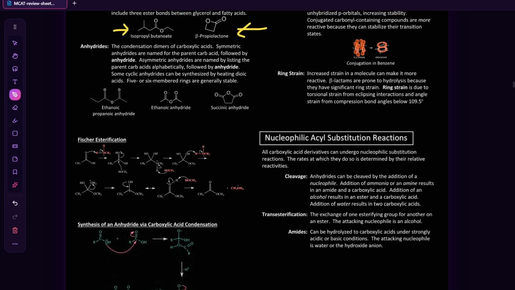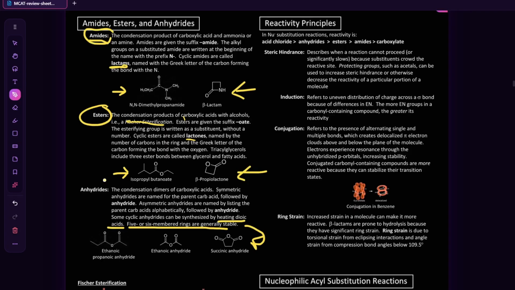An anhydride is a condensation dimer of two carboxylic acids. A symmetric anhydride built from two identical acids is named for the parent acid plus anhydride, and an asymmetric anhydride built from two different acids lists both parent acids alphabetically and then writes anhydride. So that's how you name them. Cyclic anhydrides are synthesized by heating dioic acids. When you heat dioic acids, you get cyclic anhydrides, and just like with lactams and lactones, they are also five- to six-membered rings, and they're generally stable. So you have to know what these are and how to name them, basically.